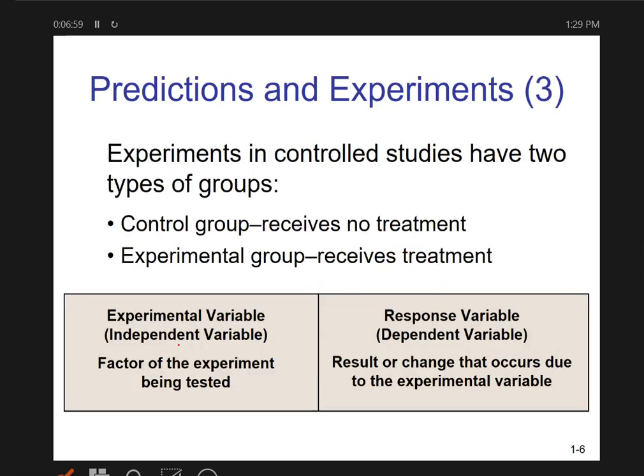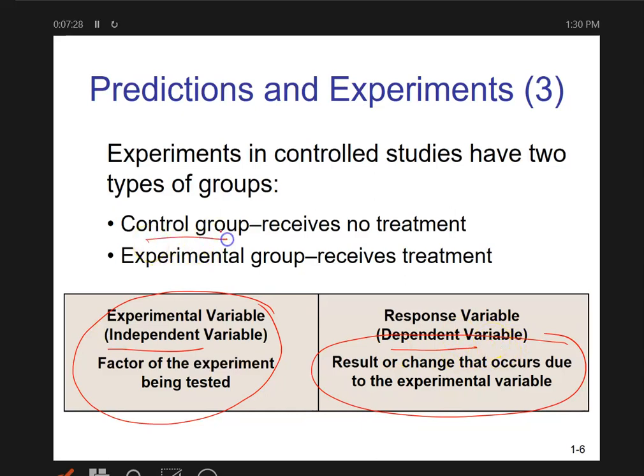Very important. All right. So here, experiments have to be in two groups. One is the one that will get the factor of the experiment being tested, and the other one, which is the control, is where you will see the result of the change that occurs due to the experimental variable. So this is just the same slide, independent and dependent variable, and you understand what the control group is. Okay, this is a repetitive slide.